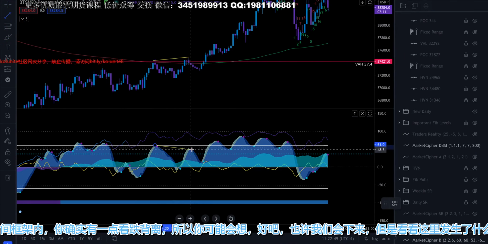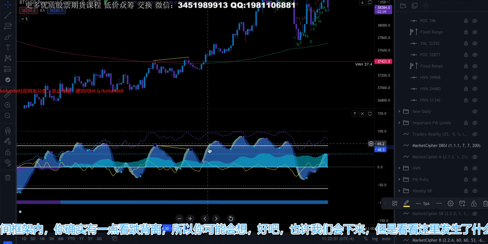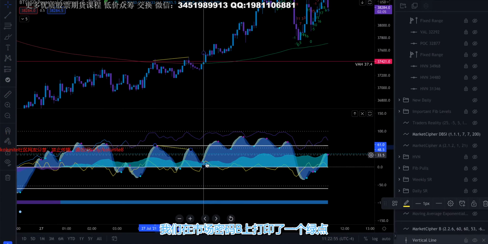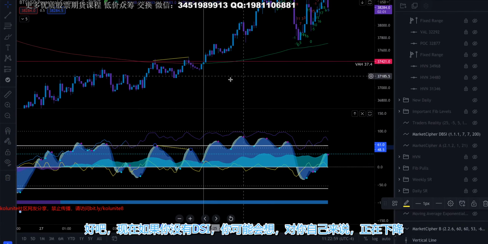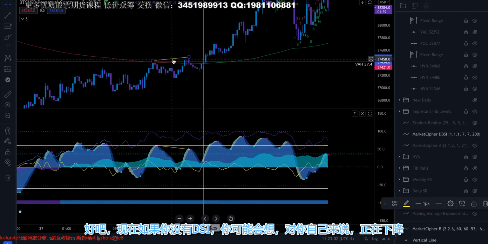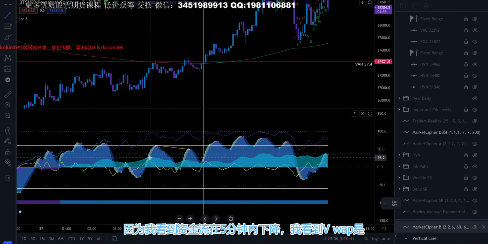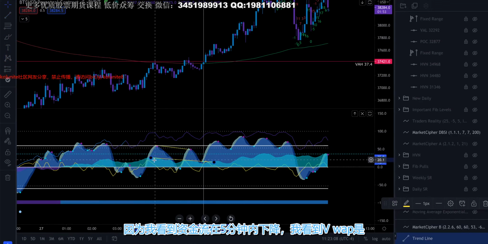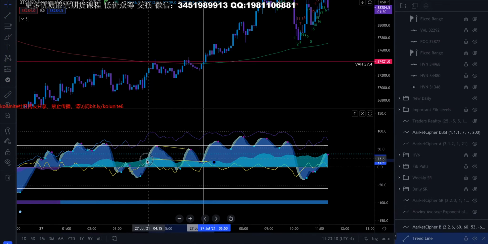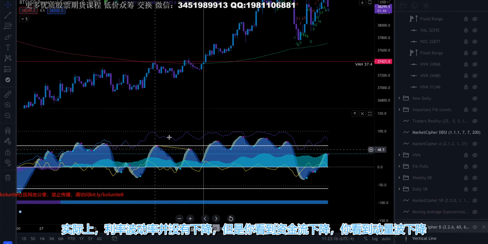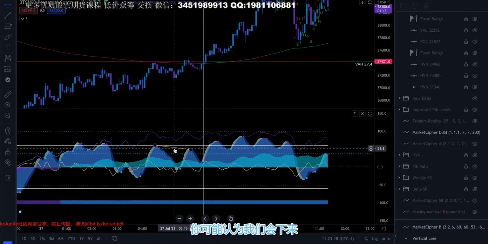So you might think, okay, maybe we're going to come down. But look what happens right here, okay? Right here, we're printing a green dot on Market Cipher B. Now, if you didn't have the DBSI, you might think to yourself, we're coming down because I see the money flow is coming down on the 5-minute, right? I see the VWAP is, well, actually the VWAP is not coming down. But you see the money flow coming down, you see the momentum waves coming down. You might think we're going to come down here.